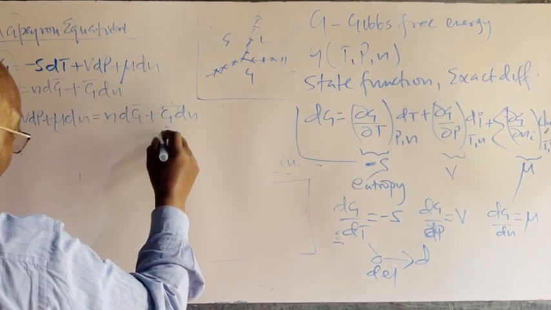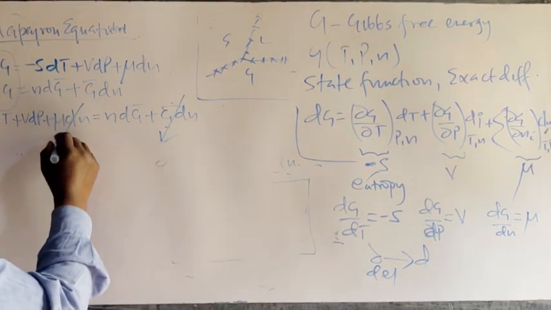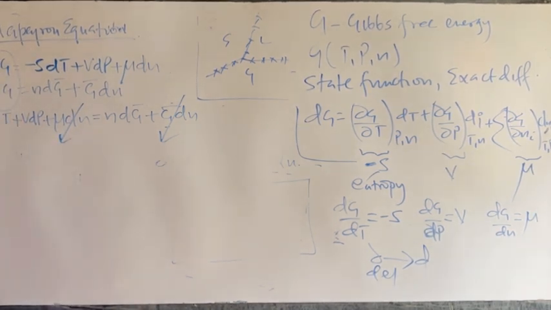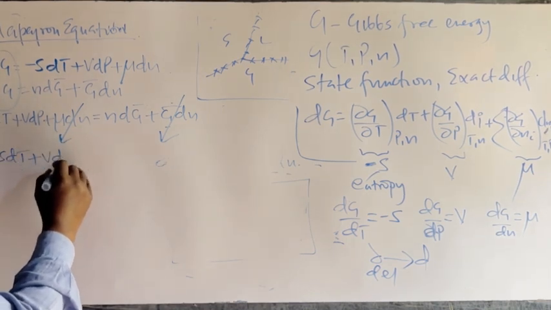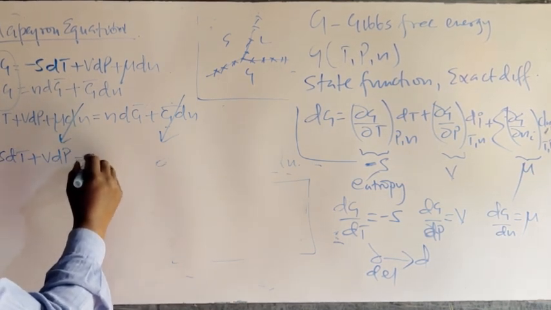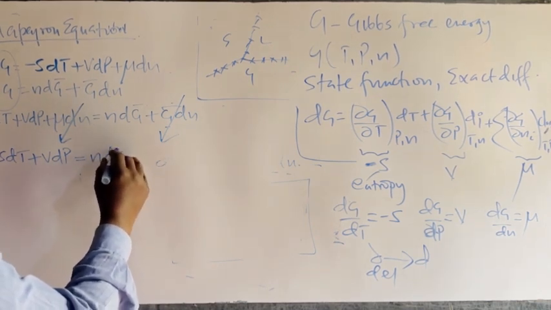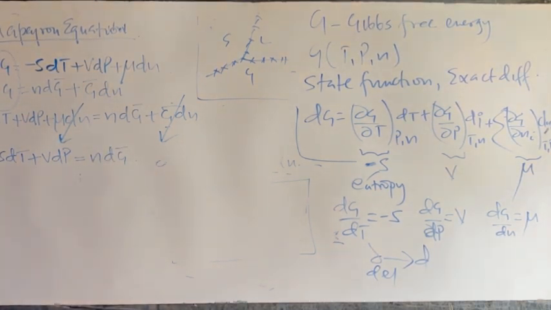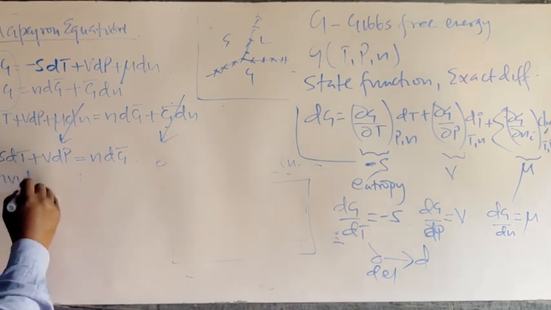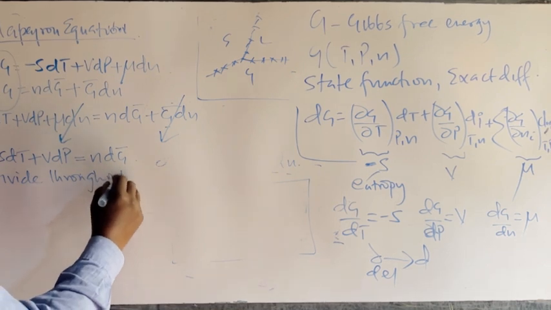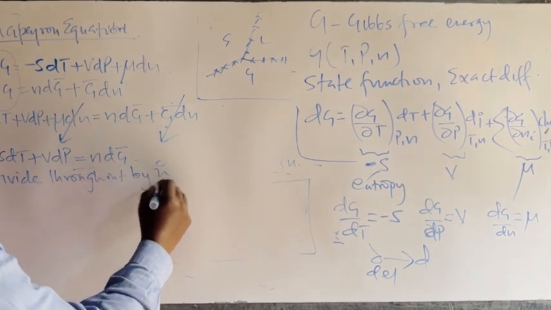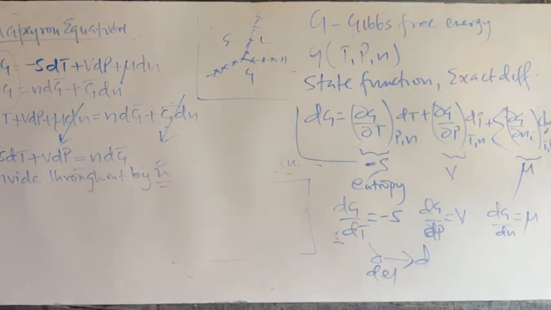We say that is chemical potential, so that will cancel with that. So what do we have? We now have minus S dT plus V dP is equal to N dG bar. Of course, dividing throughout by N, divide throughout by N. So very simple.